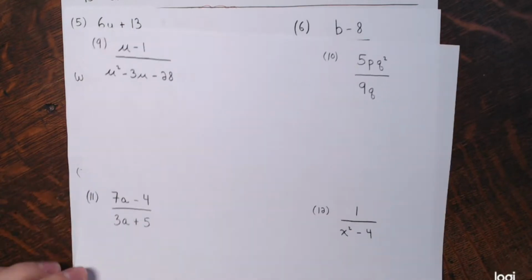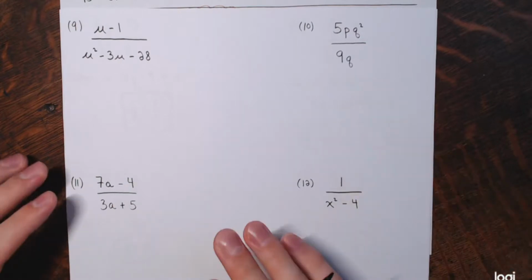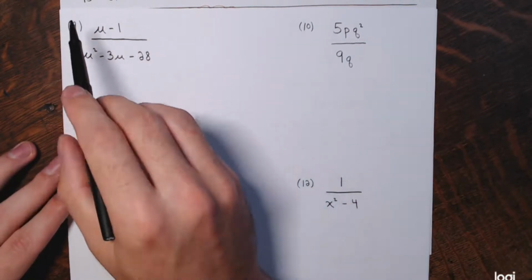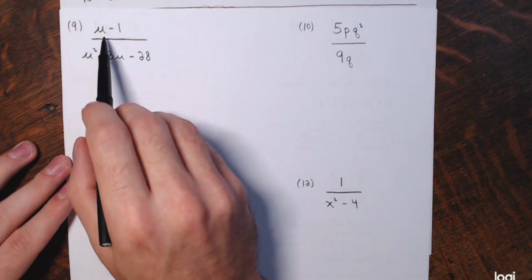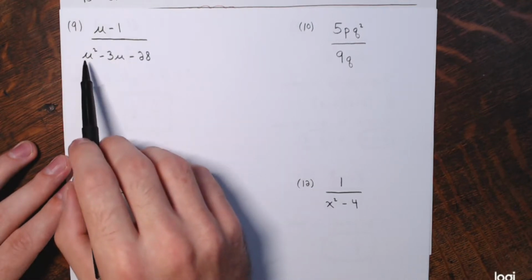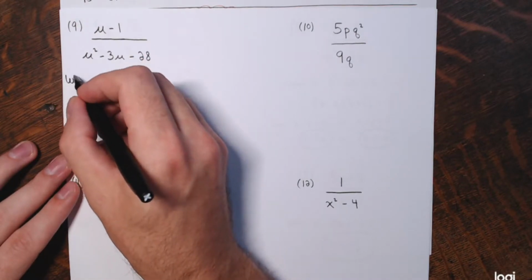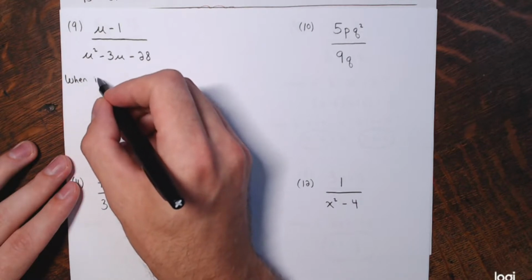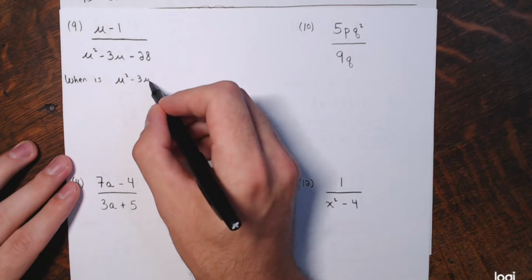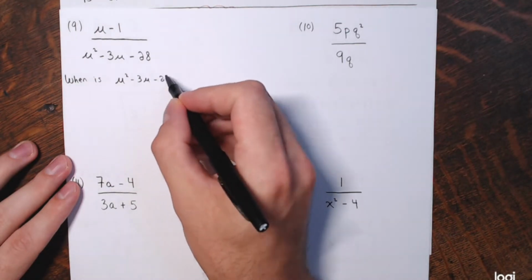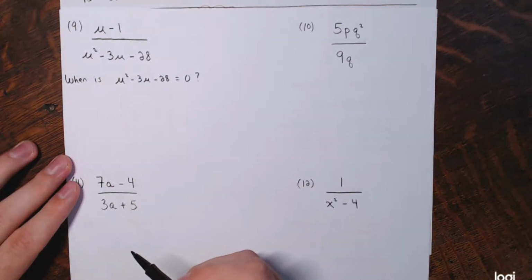Alright, and the last 4 examples, the same as the first 8. I'm asking the same question every single time. Example 9, the numerator is u minus 1, divided by, denominator is u squared minus 3u minus 28. Same question every time. When is u squared minus 3u minus 28 equal to 0? When is the denominator equal to 0?